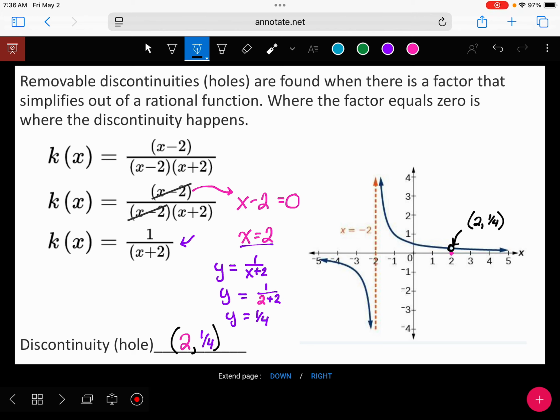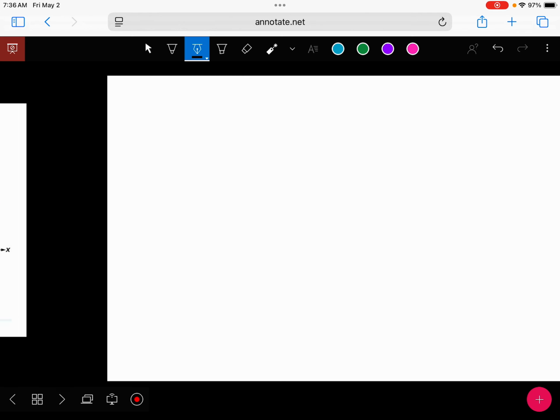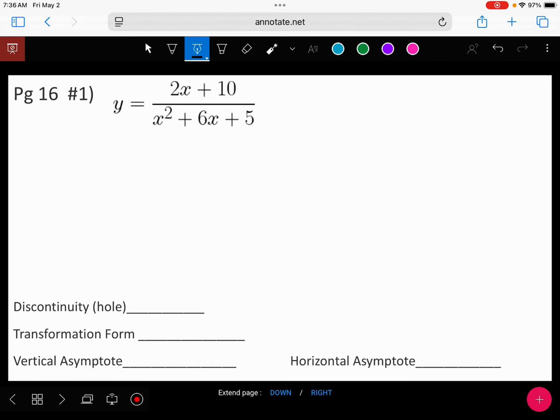So what we're going to do today is we're going to work with identifying some discontinuities and writing things in our transformation form. And then Monday is when we're really going to graph these things. So the very first one on the page, it is actually page 17, not page 16. My page numbers are all off by 1.